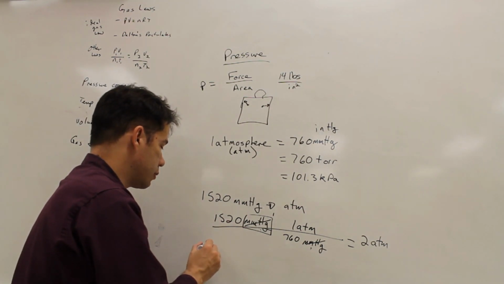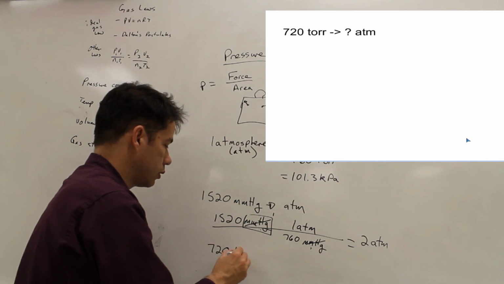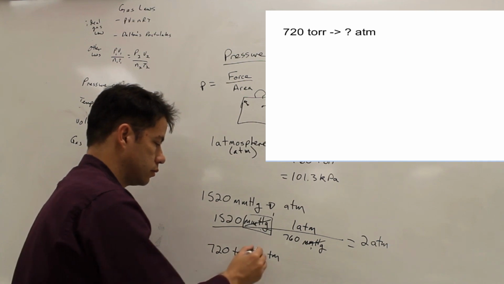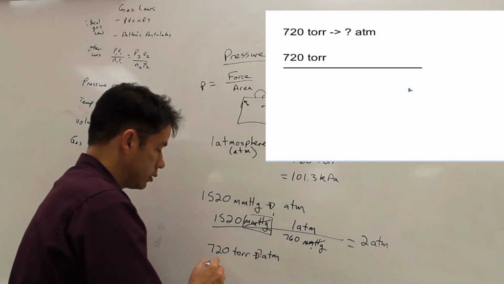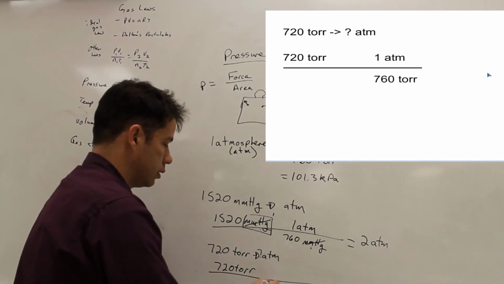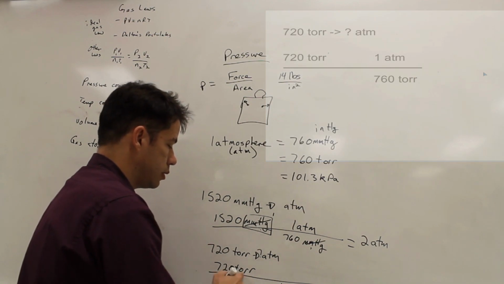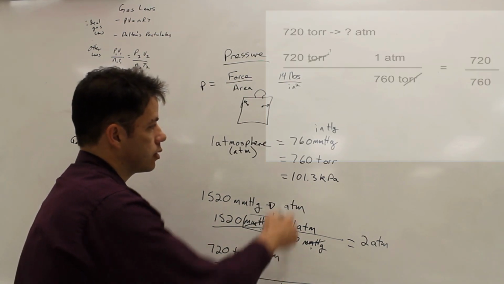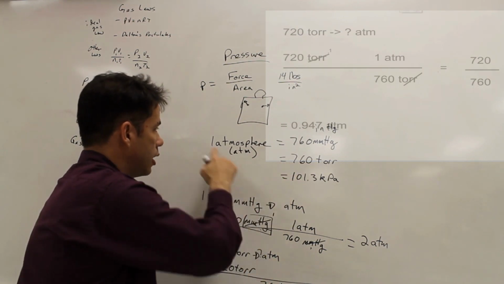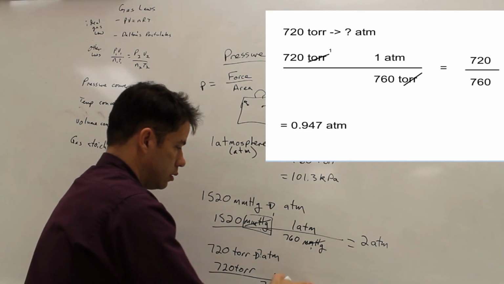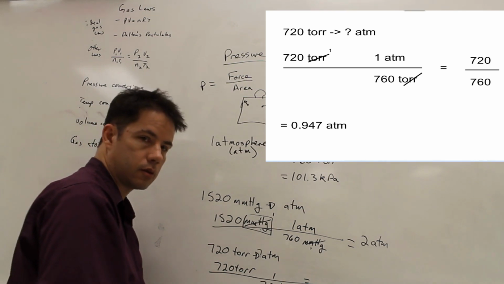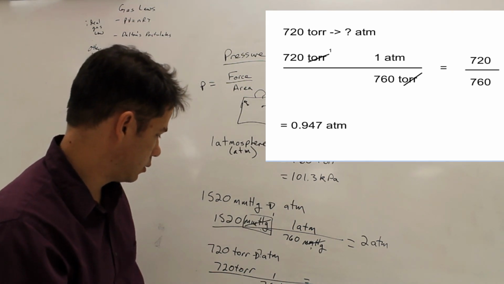Let's say we have one that's measured 720 torr. I want to know how many atmospheres it is. 720 is what I've measured, and that goes on the line. Torr goes on the bottom. Notice I'm starting with the words first, just like our other problems. Go up here, look for the number, 760. How many atmospheres? 1. Equals 720 divided by 760. Plug that in your calculator.